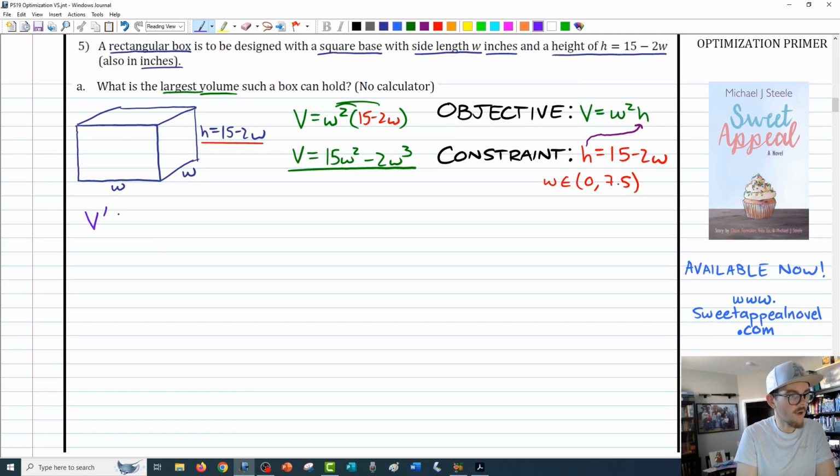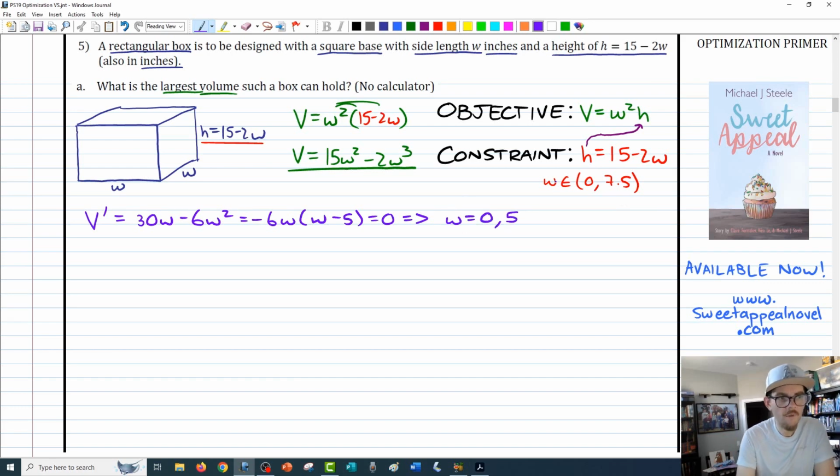Basically, I want to compute v prime. V prime is going to be 30w minus 6w squared. And if I factor this out, I'm going to get negative 6w times w minus 5. And of course, if we set that equal to 0 in our search for critical numbers, we're going to see that w is either equal to 0 or 5.